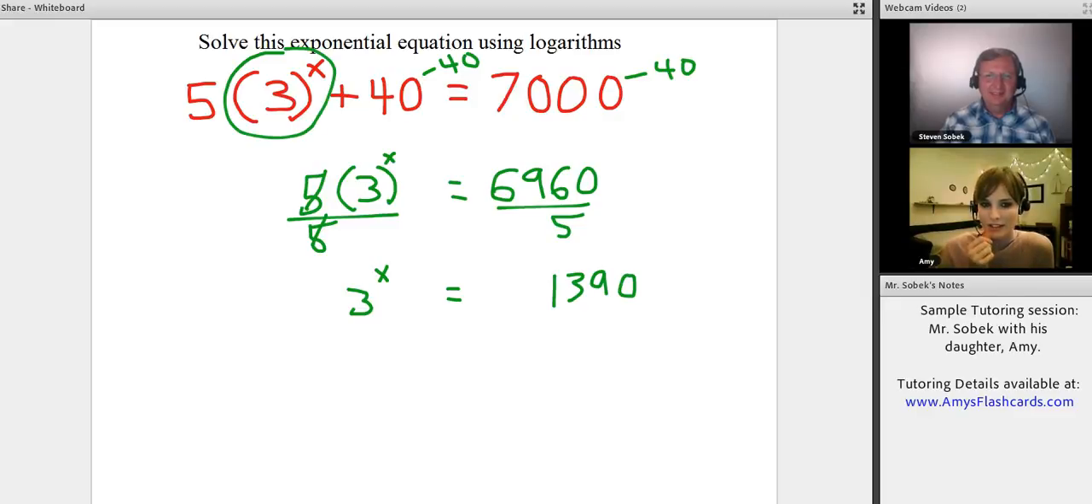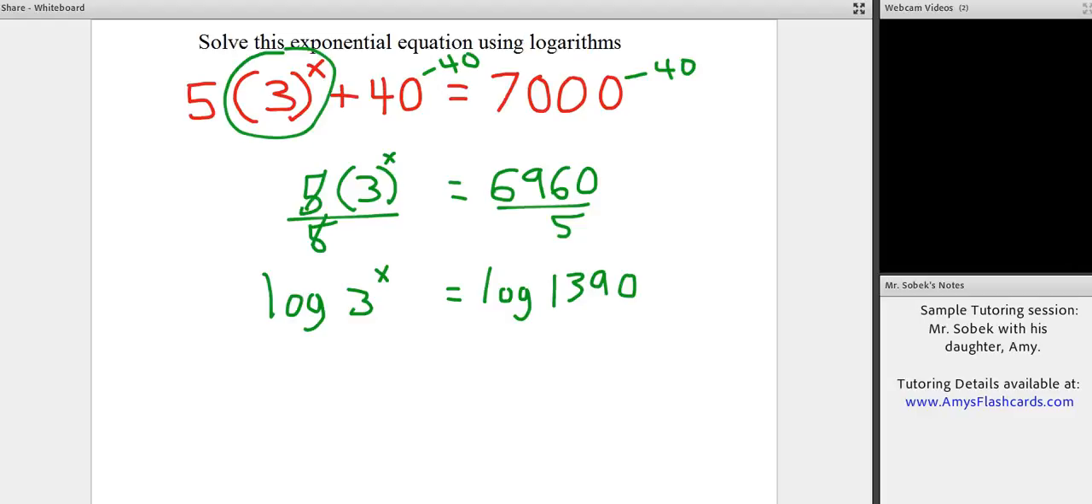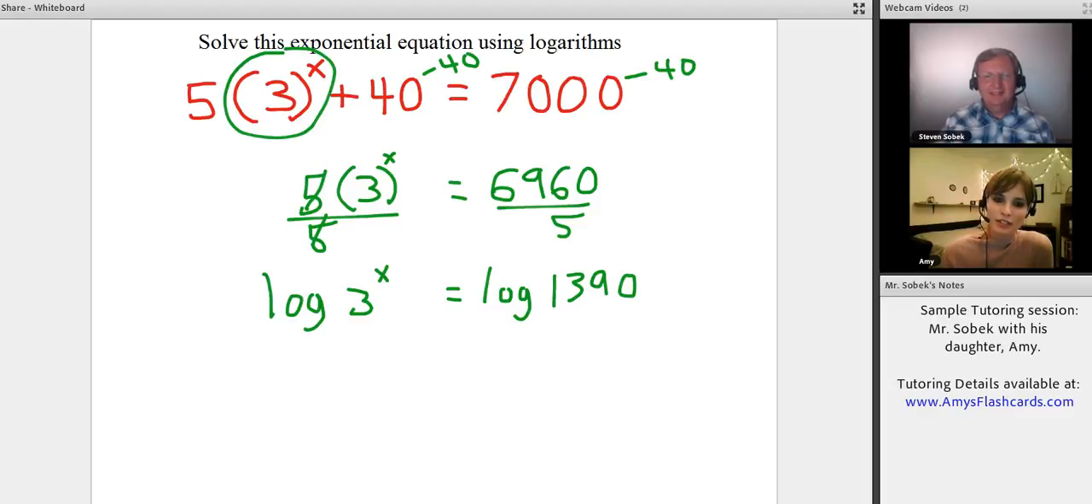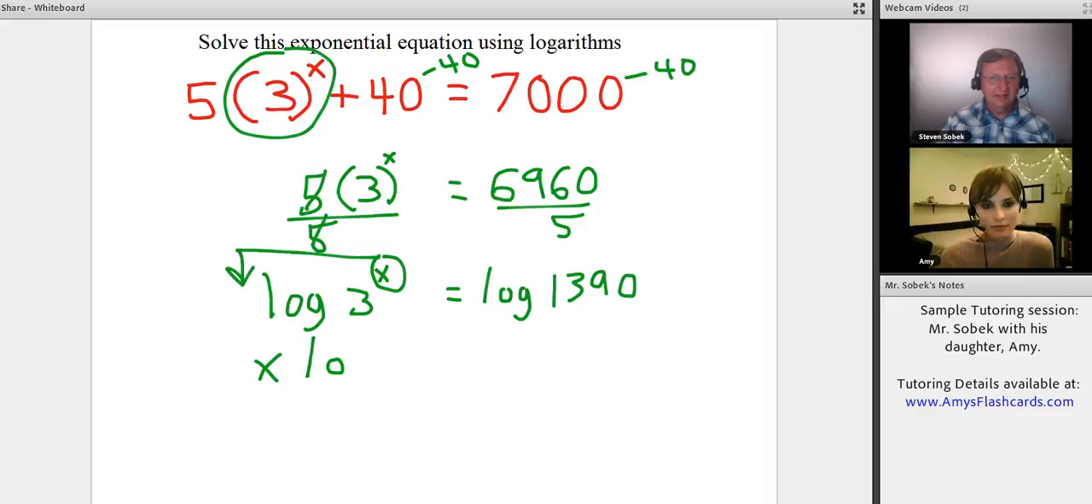Okay. Would we take the log? Okay. Now we can move the exponent in front of the log. That's right. We take the log, take this exponent and drop it down here in front of the log. x log 3 is equal to log of 1,390.